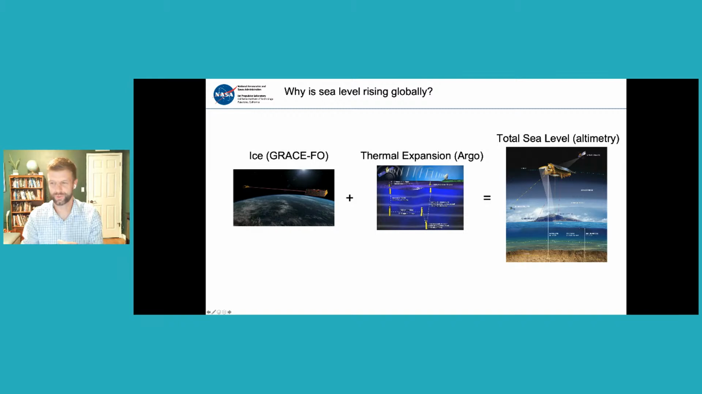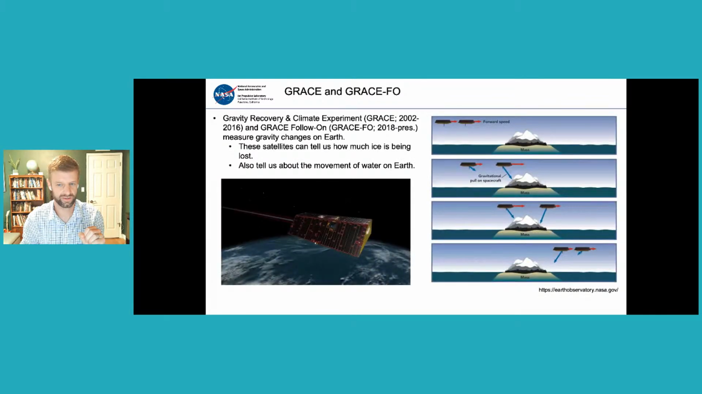Okay, so we've covered total sea level, focused on altimetry. Now I'm going to shift gears to another one of these satellites. So this is measuring ice, and this is the GRACE, where there are two satellites, GRACE and then GRACE follow-on. That FO stands for follow-on. Nothing really more exciting than that. But I want to cover exactly how these satellites are measuring ice change here on Earth.